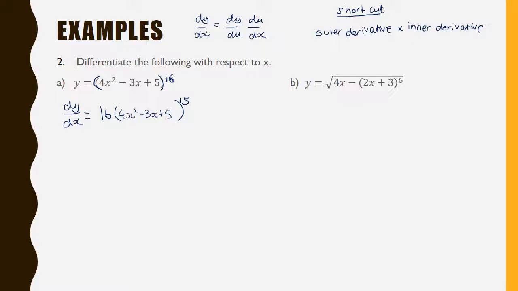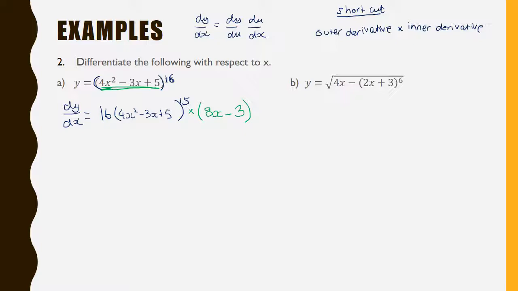And we multiply this by the derivative of the inside function. So our inside function is this part here, the 4x squared minus 3x plus 5. So I multiply this by the derivative of the inside function. The derivative of 4x squared, I multiply by the 2, that gives me 8x, subtract 1 from the power, so it's the power of 1. Minus the derivative of 3x is 3, and the derivative of 5 is 0. This is more or less my final answer.